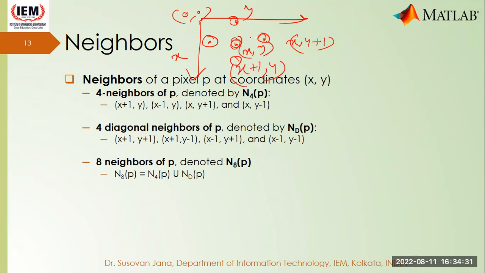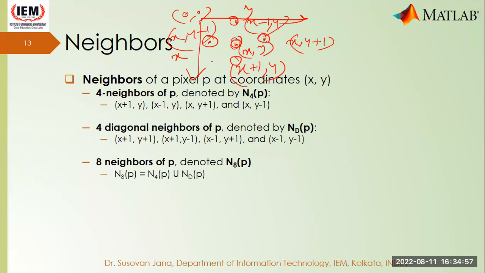Now this one, the north one will be x minus 1, comma y, and the west one will be x, comma y minus 1. Okay. In that way, we have 4 diagonal neighbors also.